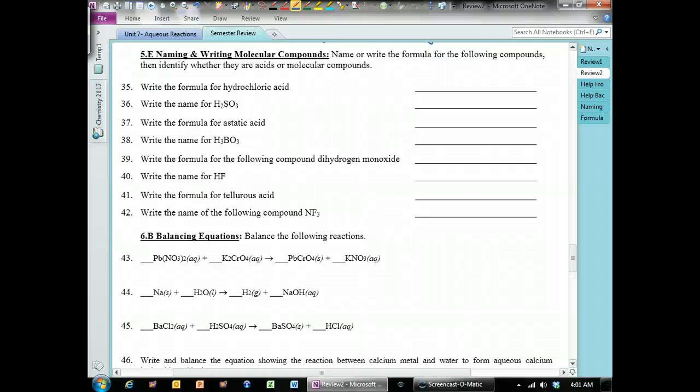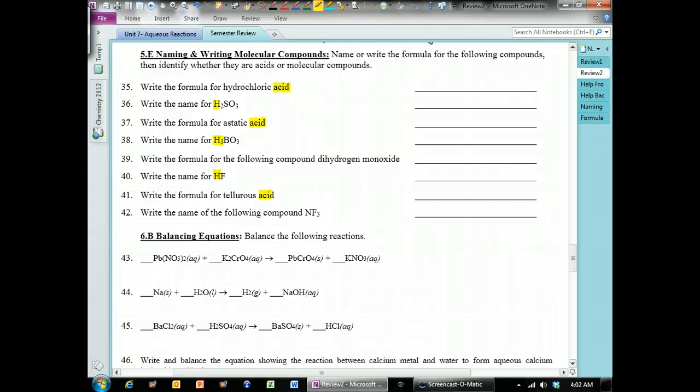This section is naming and writing molecular compounds. Molecular compounds are composed of two nonmetals. In this case, acids are being lumped in with the molecular compounds, and you can quickly identify acids in these problems by seeing that they're the ones that begin with H and end with acid.